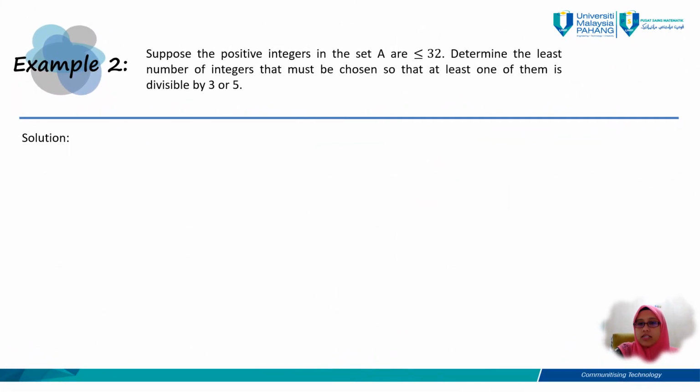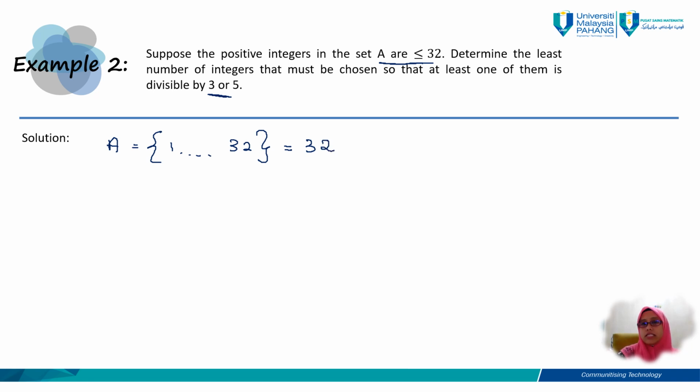Alright, so now let's try example number 2. Suppose the positive integers in the set A are less than or equal to 32. Determine the least number of integers that must be chosen so that at least one of them is divisible by 3 or 5. Okay, so firstly, we have a set A, starting from 1 until 32. So from 1 until 32, how many numbers do we have? We have a total of 32 numbers.